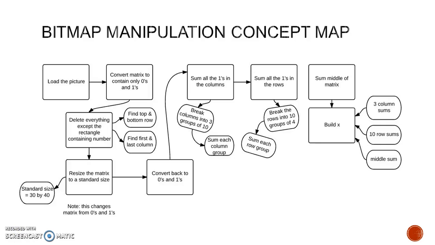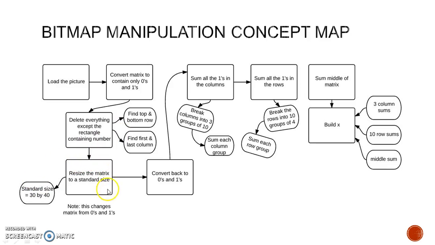And this is our bitmap manipulation concept map. This is basically going to walk you through what our code's doing. First, we're going to load in the picture, and we're going to use a function to convert the matrix to only ones and zeros. And then we're going to find the top corner and the bottom corner and delete everything outside of that that doesn't contain the number.